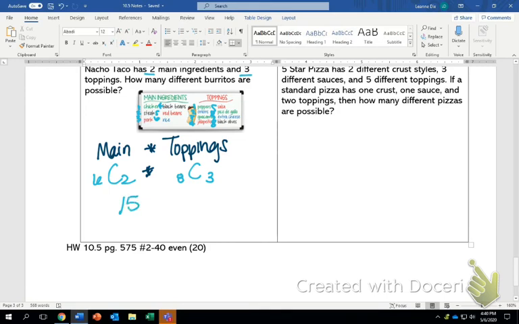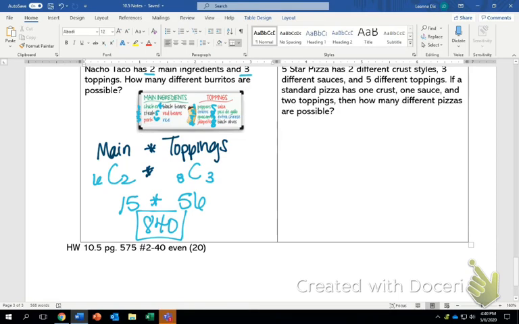6C2 is going to equal 15. Carry down that multiplication symbol. And then 8C3 is going to be 56. So I could have a total of 840 different possibilities for my burrito. There's 840 different variations.